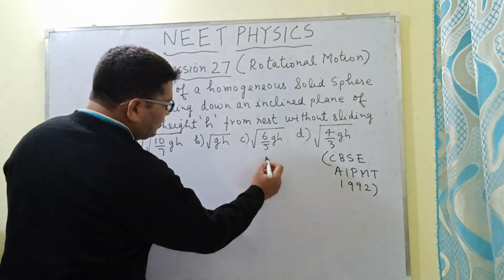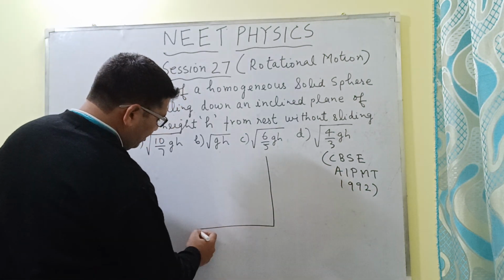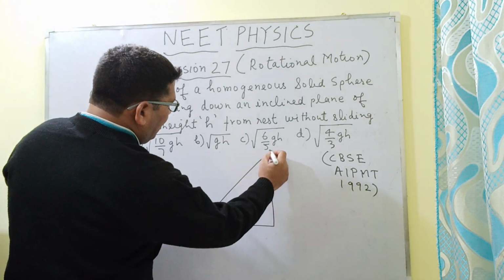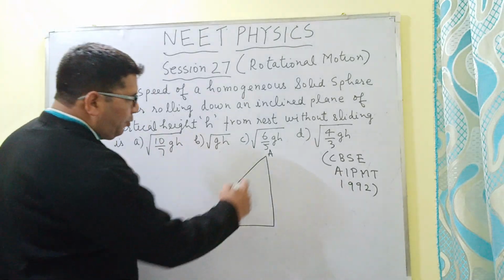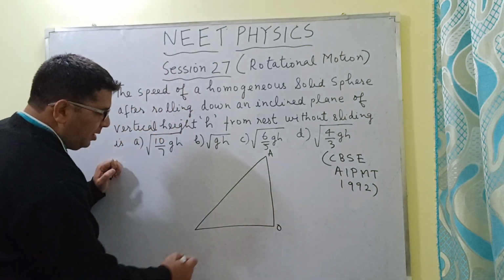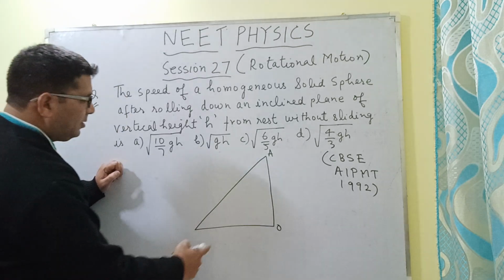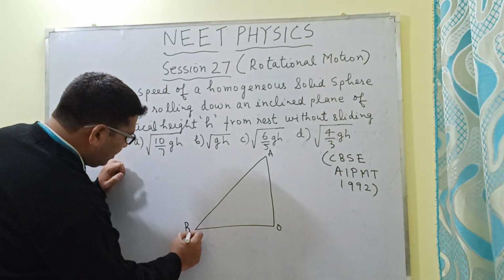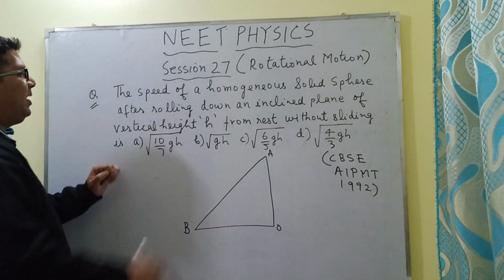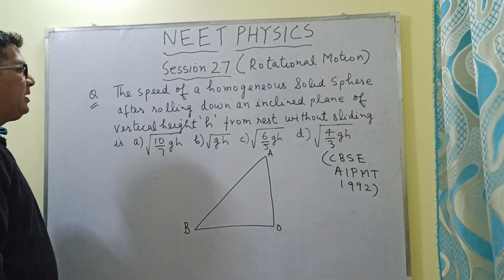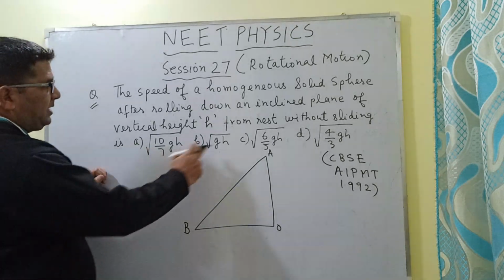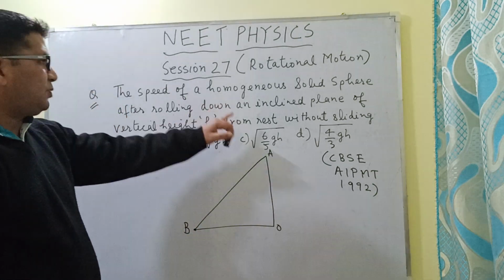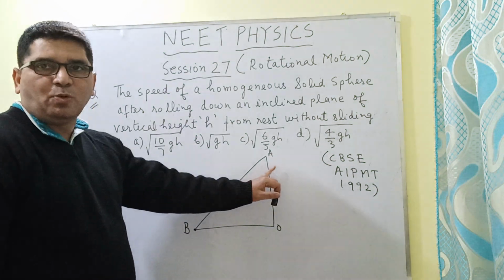So let us understand this question with the help of this diagram. This is the inclined plane. This is the topmost point of this inclined plane. This is the base of this inclined plane, and this is the bottommost point. So we have to find the speed of a homogeneous solid sphere after rolling down an inclined plane of vertical height h from rest. So we have to find the speed of this solid sphere when it reaches this point B from this point A.